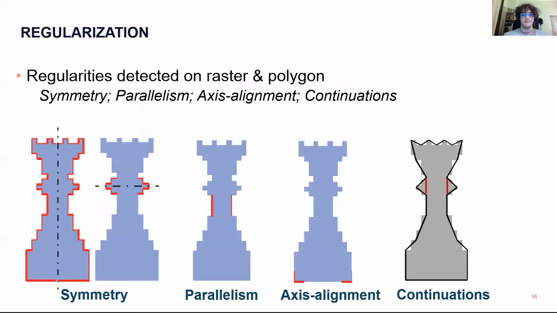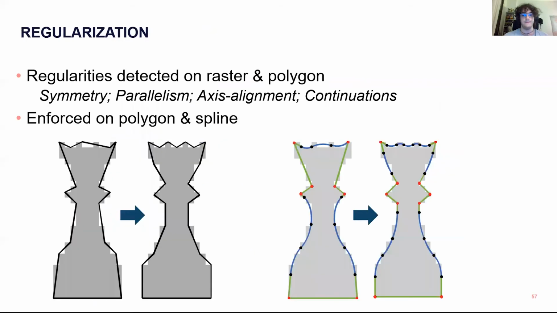To preserve regularities present in the input raster, it is not possible to add them as soft terms to the optimization, since they need to be enforced exactly. Our focus is on symmetries, parallelism, axis alignment, and continuations, which are identified on the raster input as well as the intermediate polygon. Regularities are enforced at the polygon level through a combination of graph pruning and direct modification, and at the spline level through modifications in the primitive configuration classifications, as well as adding hard constraints to the final fit optimization.